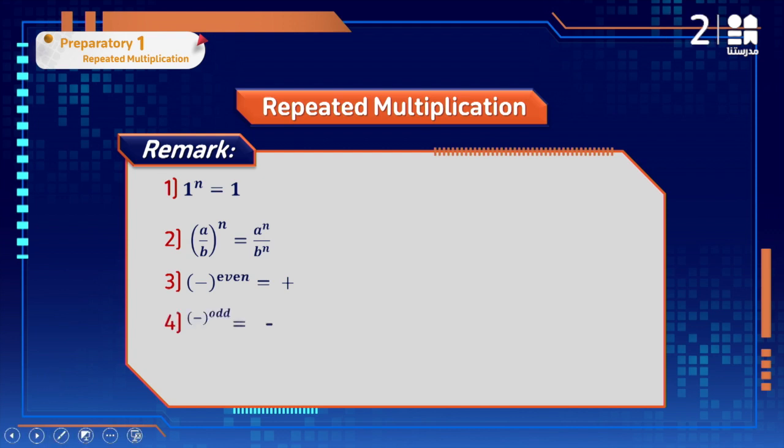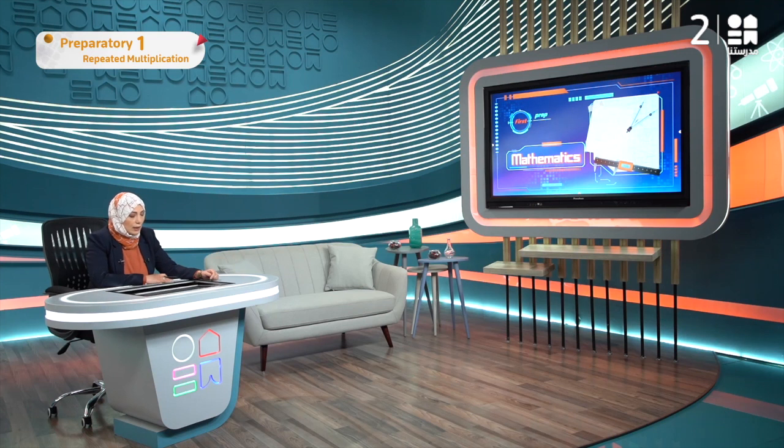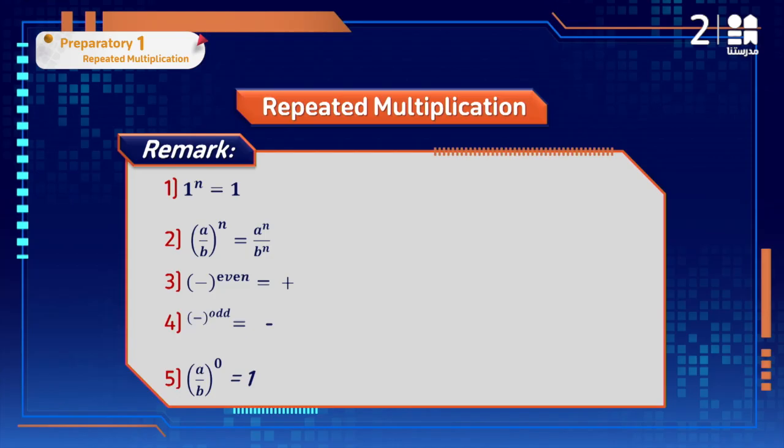And here is the opposite. If I have a negative number to an odd power, we will keep the negative as it is. So when we have an even number, 2, 4, 6, 8, 10, and so on, ignore the negative. But when we have an odd number, keep the negative as it is and repeat the multiplication. Any number or anything to the power of 0 is 1, except 0 to the power of 0.